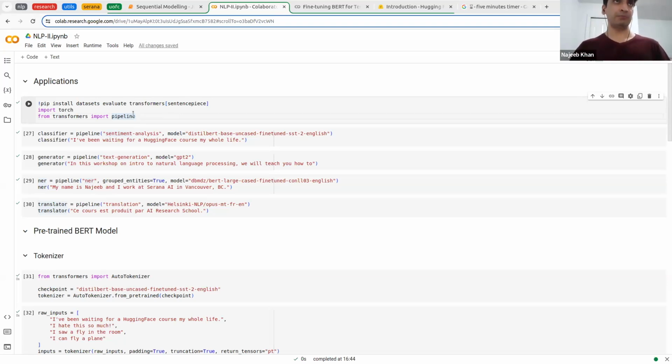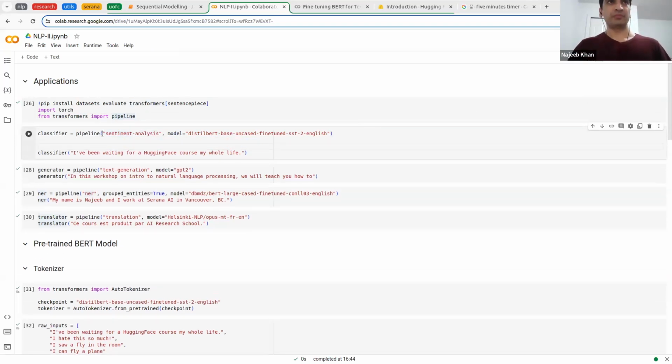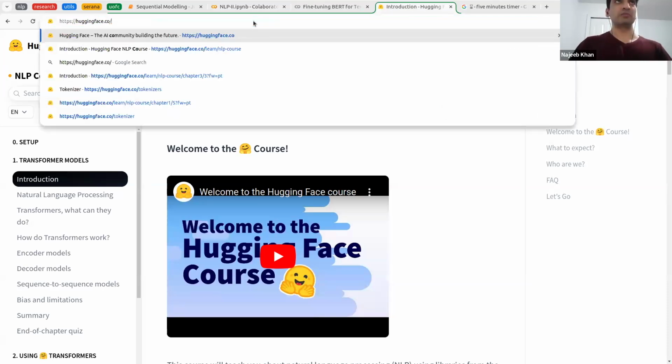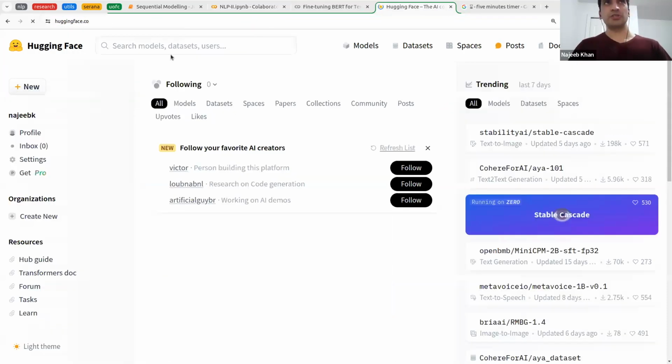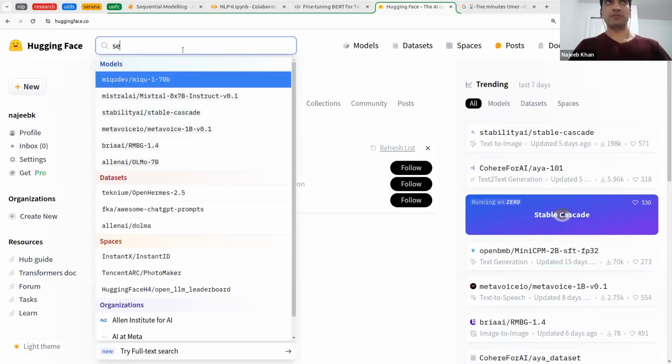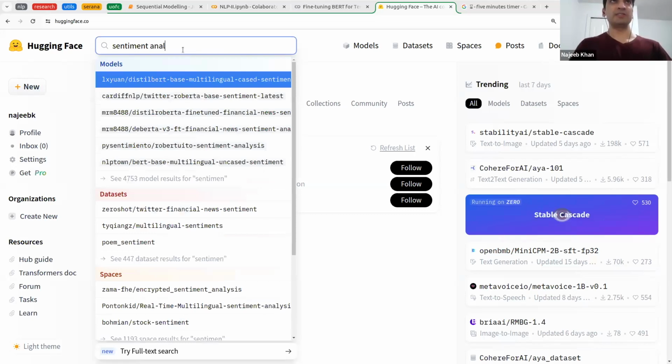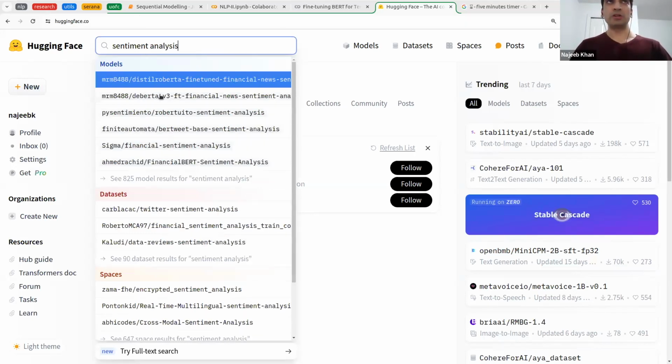So that's a pipeline. We import the pipeline, and here we specify the task, which is the sentiment analysis task, and we say we want to use this model. Now you would be thinking, how would I know which task to pick or which model to pick? Sentiment analysis is one of the fundamental NLP tasks, but the model might not be clear as to where to get it. You could just go to huggingface.co, and there is a search bar. You could search for sentiment analysis, and you will see a lot of models in the models category.